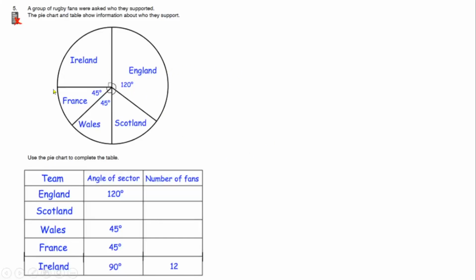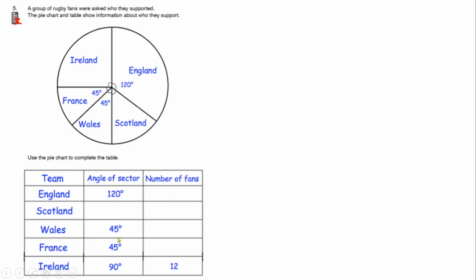In this question we are given this pie chart, and it shows which team a group of rugby fans supported. The pie chart shows the information below. So we have Ireland, England, Scotland, Wales and France, and their sectorial angles are given. We want to use the pie chart to complete the table. This question is very similar to one of the questions that we have solved today in this video, but you're going to do it again and see what you get.